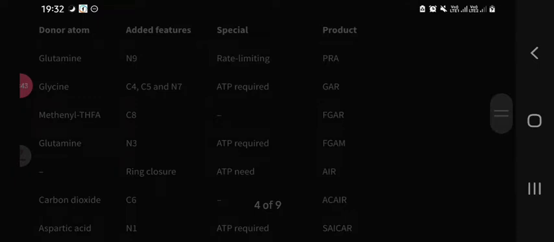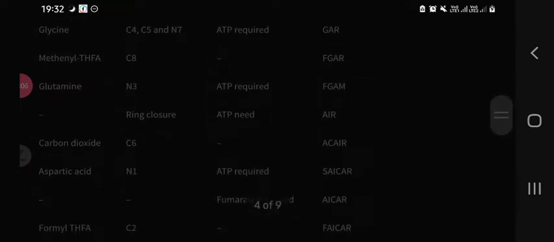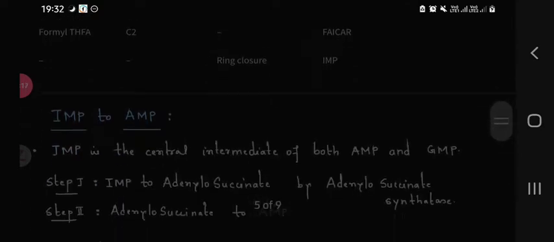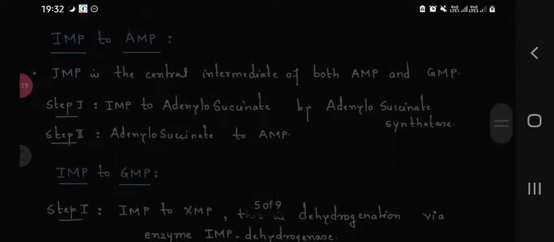Donor atom glutamine, N9, rate limiting. Product is PRA. Glycine, C4, C5 and N7, ATP required. Methylene THFA, C8, FGAR. Glutamine, N3, ATP required, is FGAM. Ring closure, ATP needed. Carbon dioxide, C6. Aspartic acid, N1 and formyl THFA, C2. And for N1, ATP required and fumarate removed. Ring closure. IMP.